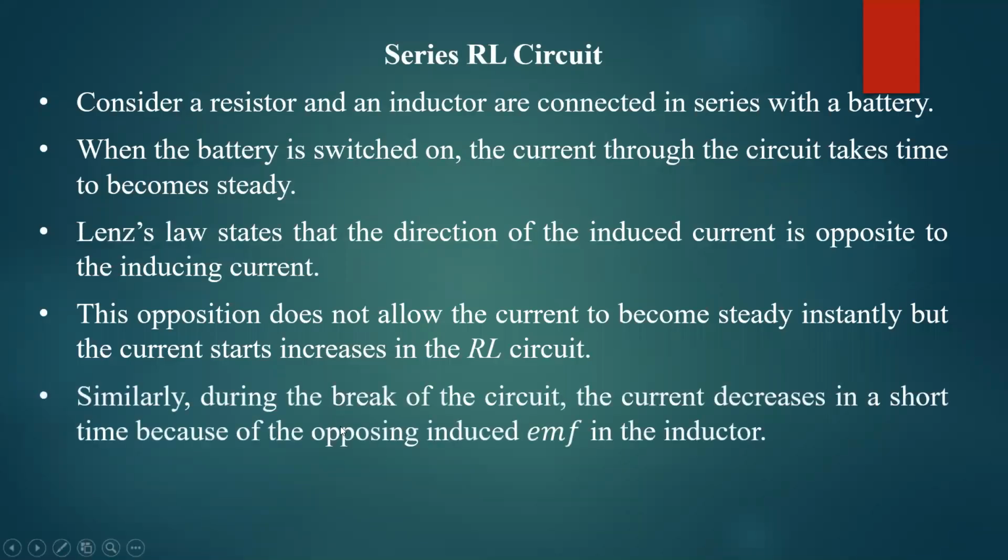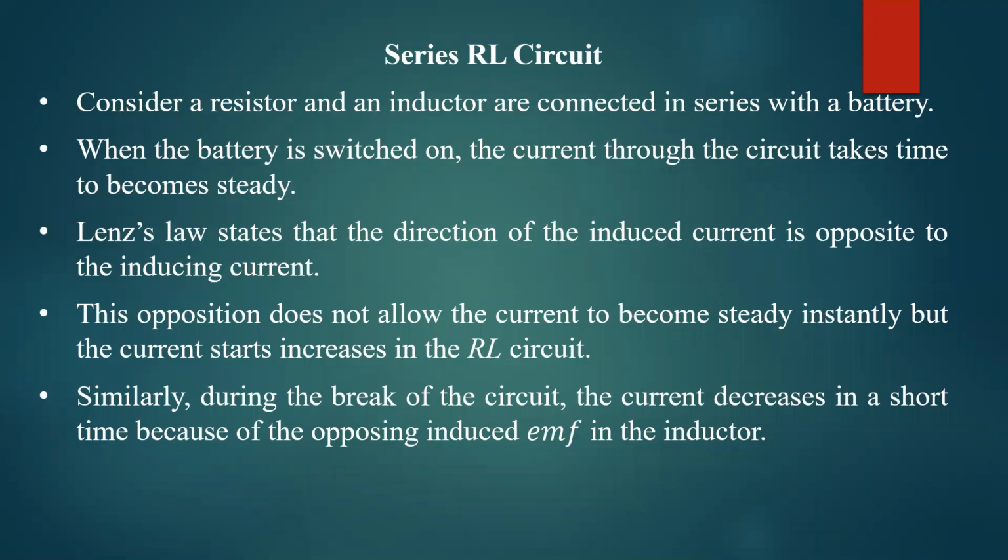Similarly, during the break of the circuit, suppose you switch off the battery, then also the current decreases slowly because of the opposing induced EMF. According to Lenz's law, electromagnetic induction opposes both variations in current. Whether the current is increasing or decreasing, the variation of current is opposed by the inductor. Because of that, during the switching off of the battery, the transient phenomenon is also observed.